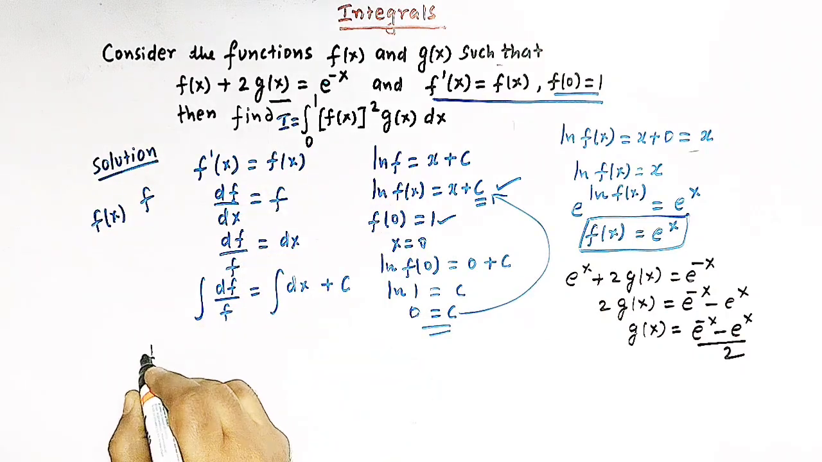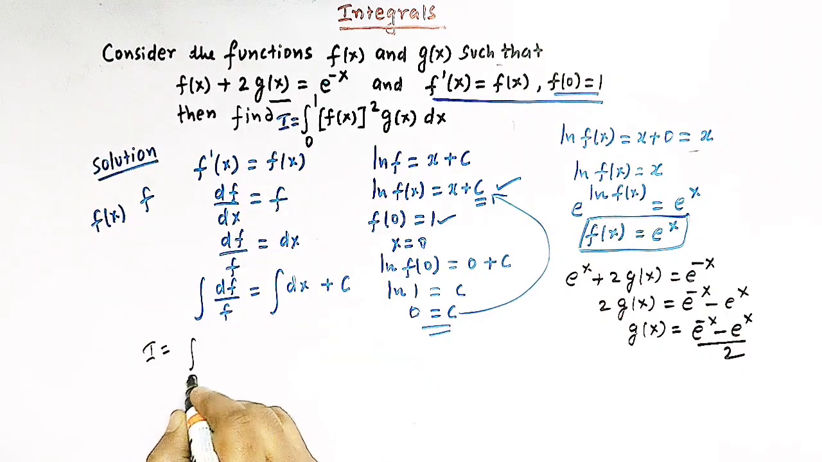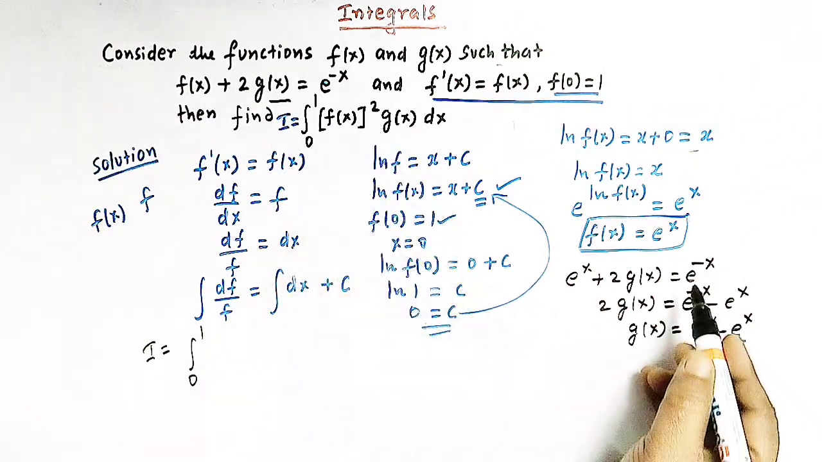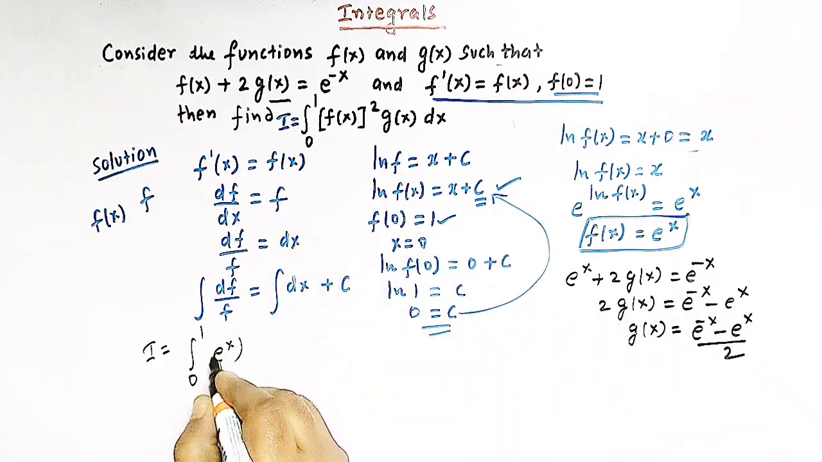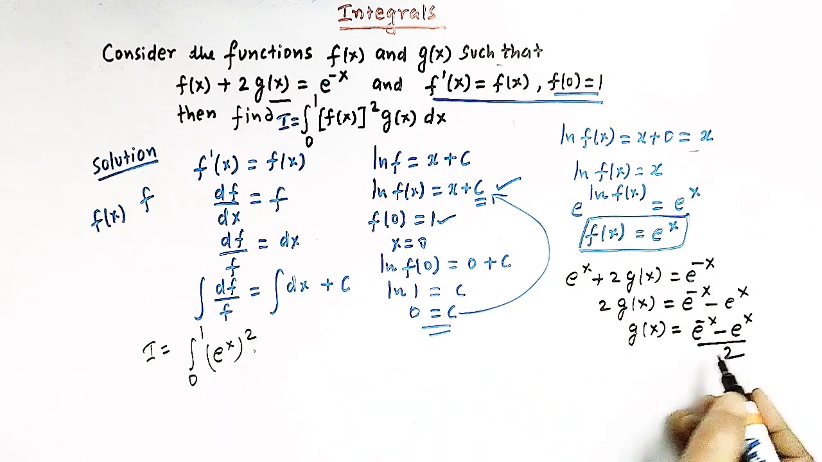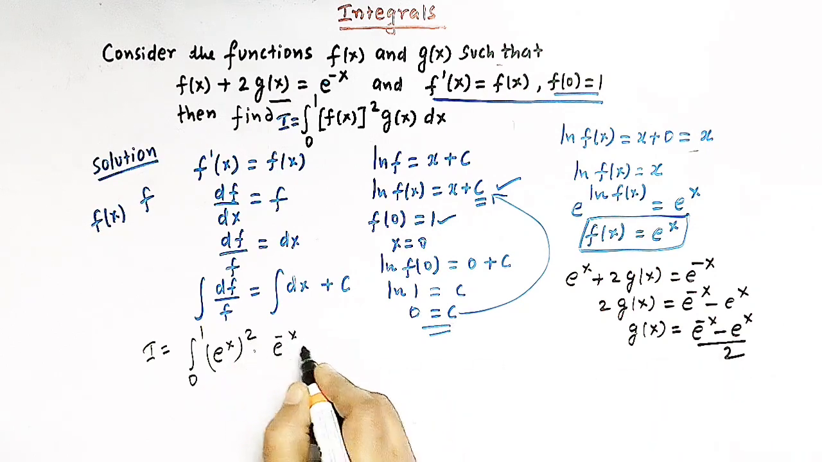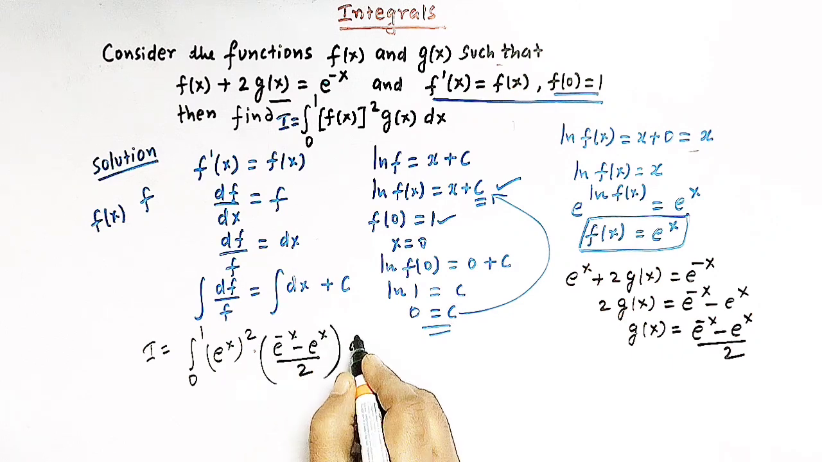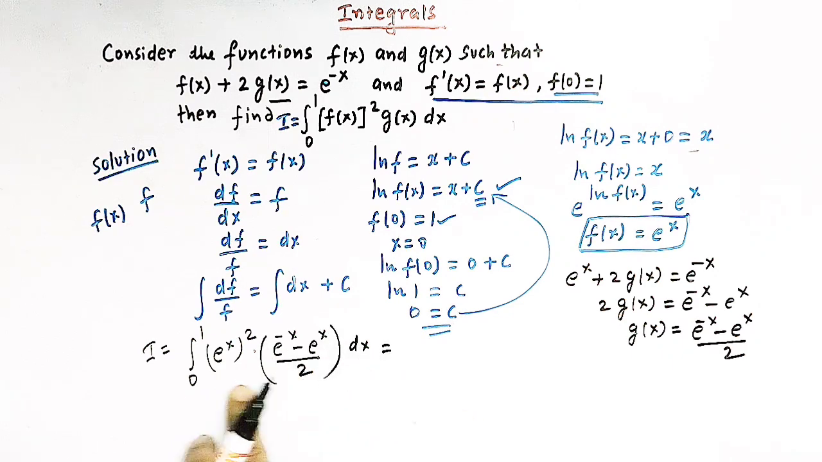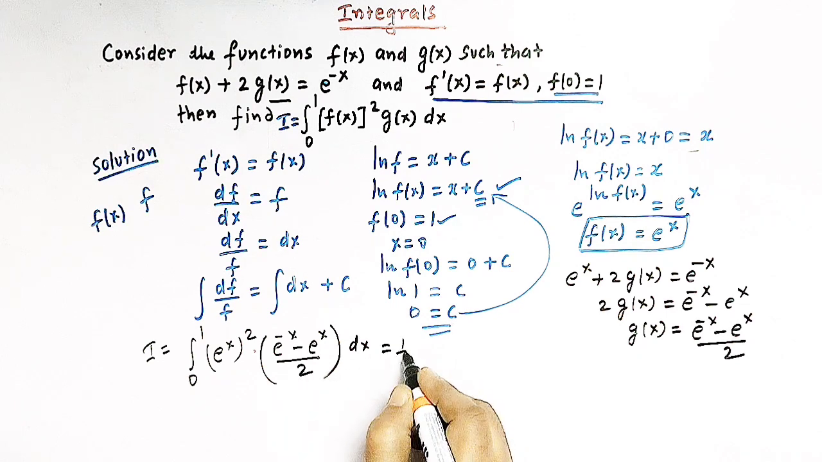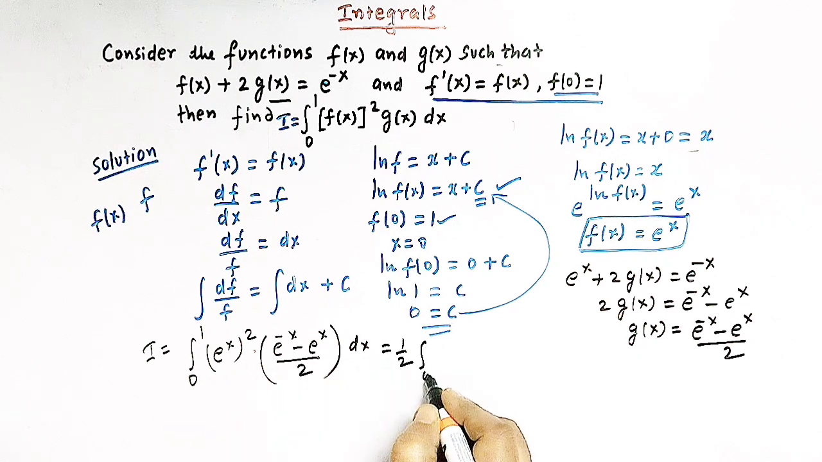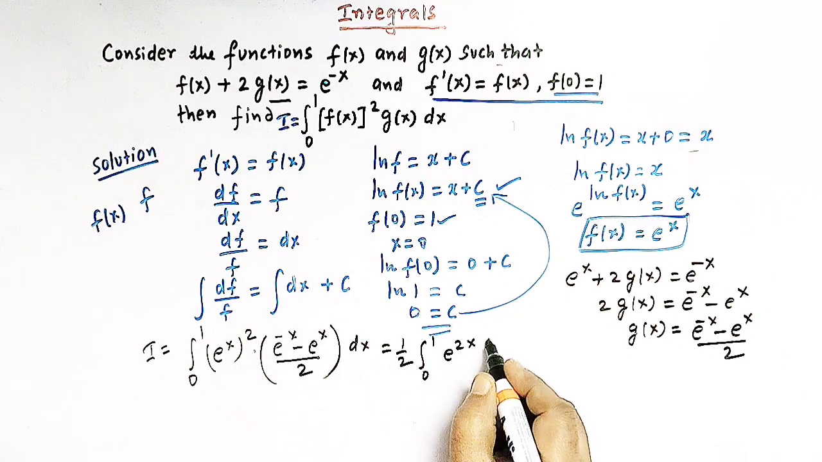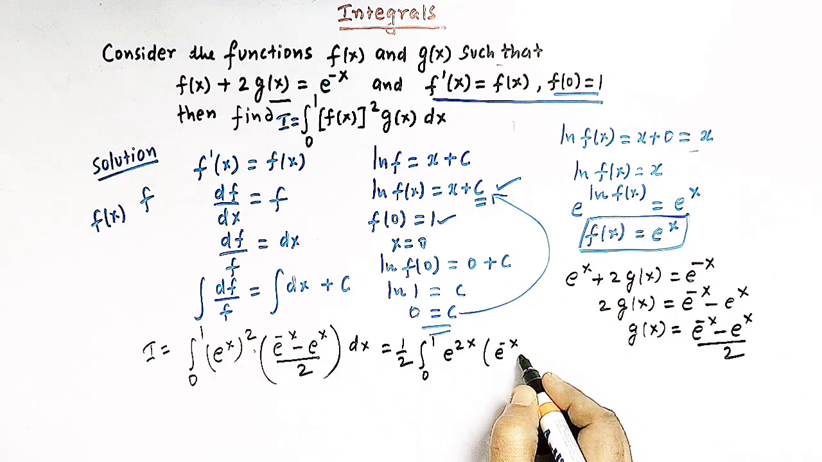Now we can write I is equal to the integral from 0 to 1 of the square of f of x, that is e raised to x squared, and for g of x we have e raised to minus x minus e raised to x over 2, and here we have dx. Let us simplify it. We can take half outside the integral. We have 0 to 1 e raised to 2x, and here we have e raised to minus x minus e raised to x.